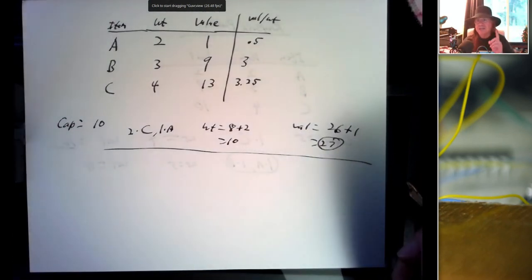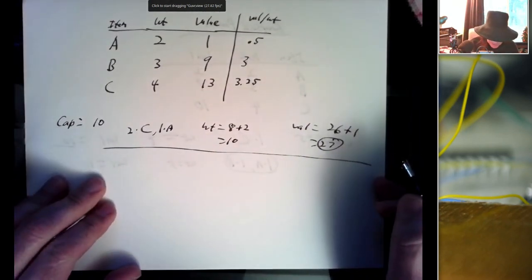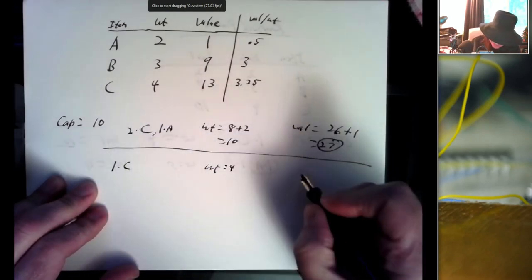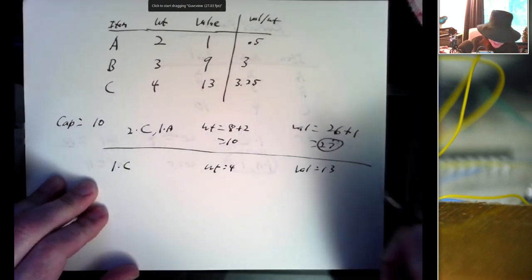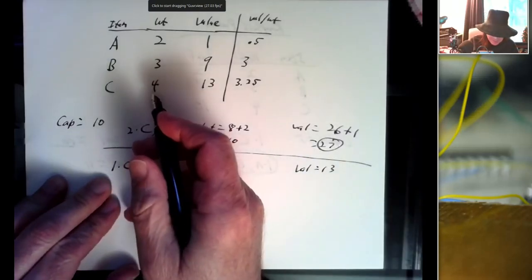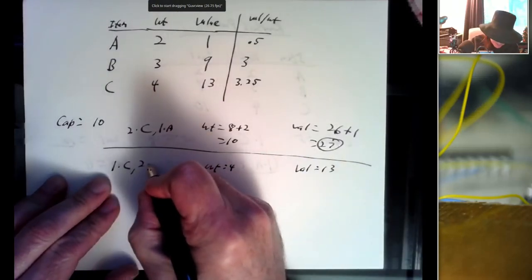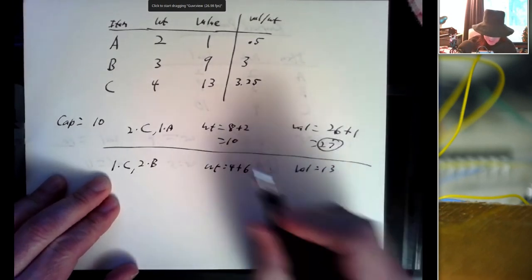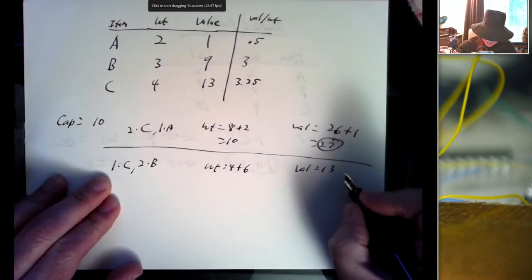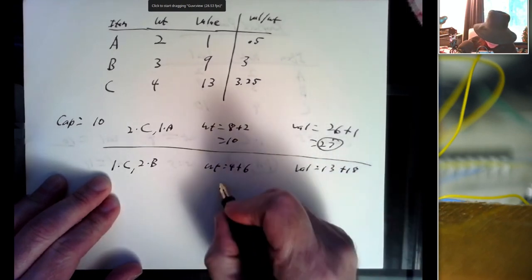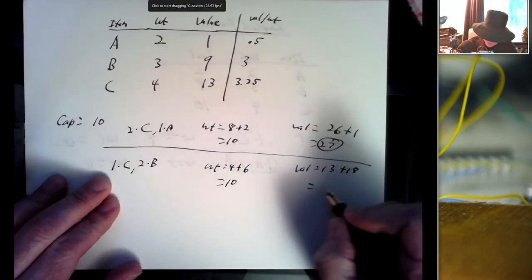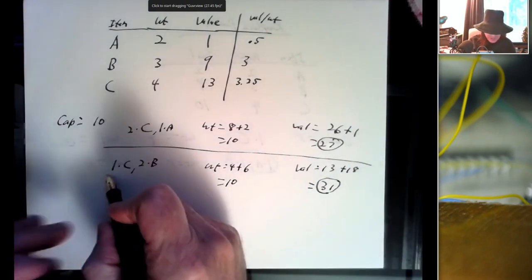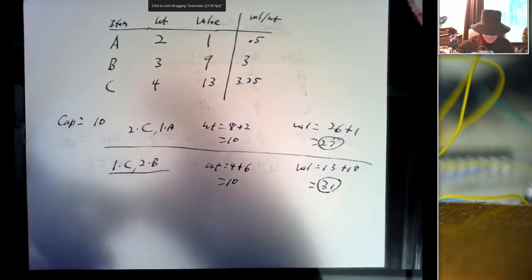But again, that is not the optimal solution. We can do better by putting in 1 of item C. The weight is 4, the value is 13. That weighs 4 pounds, and then we can put in 2 of item B, and that'll be a total of 6 pounds, and the value of that is $9 each, so this will be plus 18. So we've got 10 pounds in our bag and $31 worth of value. This is a better solution.